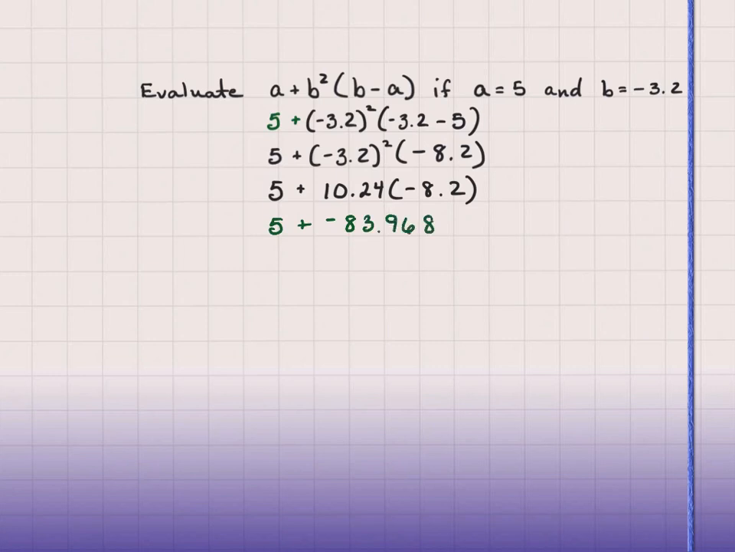83.968. And lastly, I would probably think of this more like 5 plus a negative just means subtract 83.968. And so we will do that math, and we'll end up with negative 78.968.